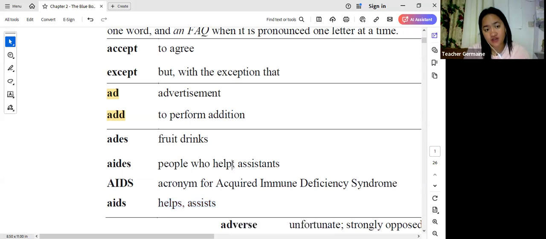Or maybe you will be confused, okay? Teacher, it's almost the same. Okay, without letter E, aid, it is a verb. It means to help or to assist. But if we say aids, we are referring this one to the people or to the person helping or to the person assisting you. Okay? Do not forget. Again, aids with letter S, we refer this one to the people. Okay. Aid means to help or assist.